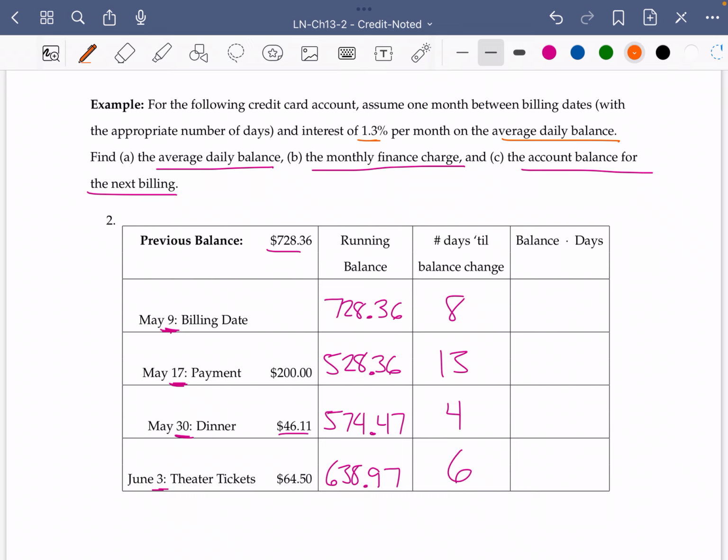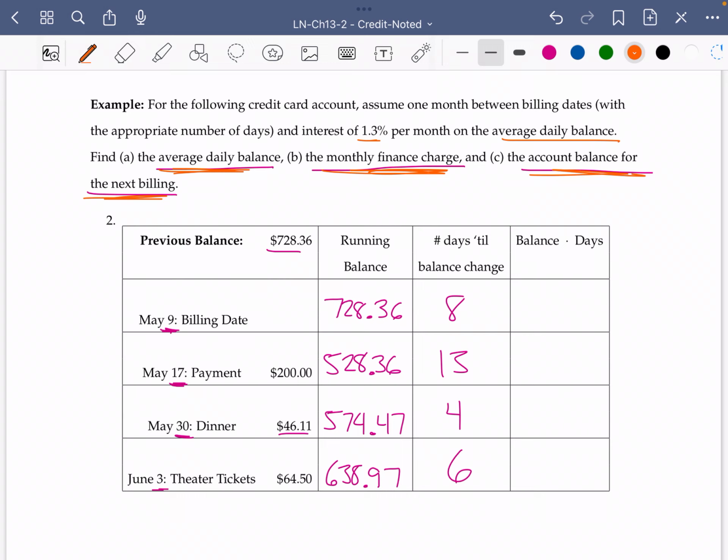And so that's all the information we have so far. We haven't even started to answer these questions. We haven't found the average daily balance. We haven't found the finance charge or the account balance for the next billing. Right now, this is just setting up, getting all the details that we need.